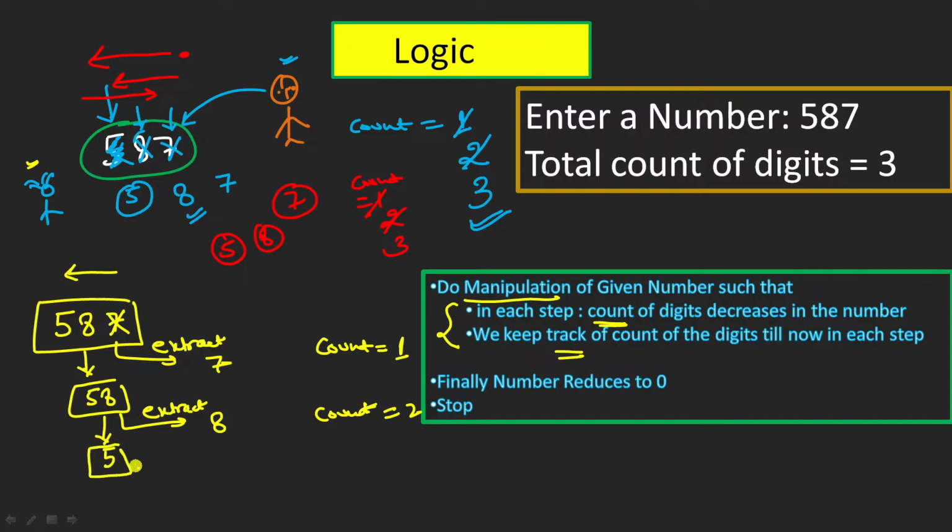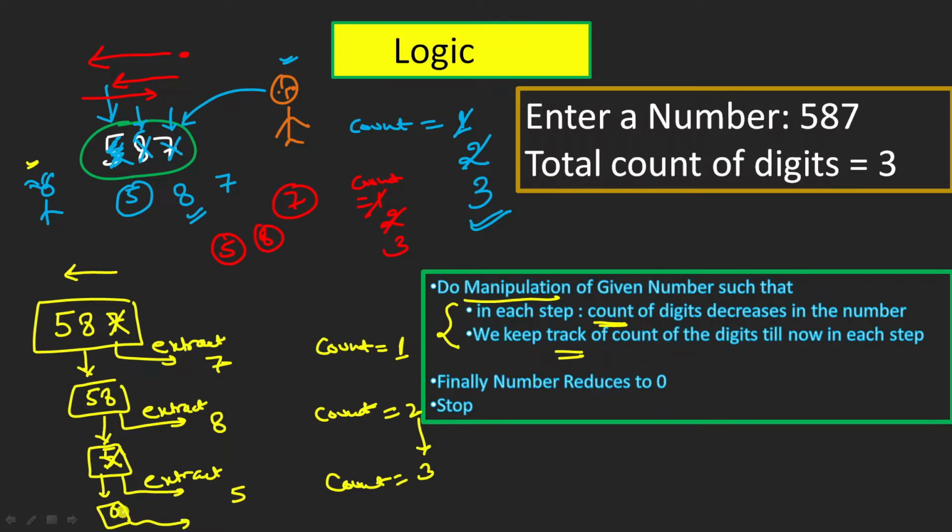Now again you will say there is still 1 digit, so you will apply the manipulation on this number and extract 5. As soon as you extract 5, there will be no digits left, and by your logic you will store 0 inside this number. Now as soon as you extract 5, you will say I have got the third digit, so the count will go from 2 to 3. Now you will again check this.